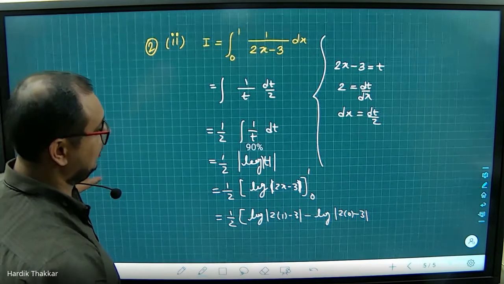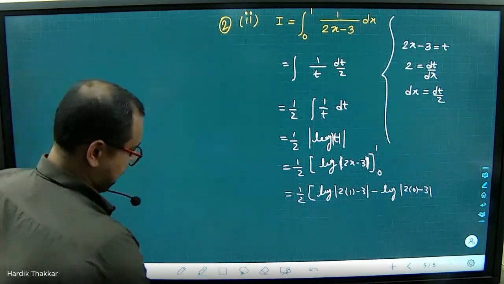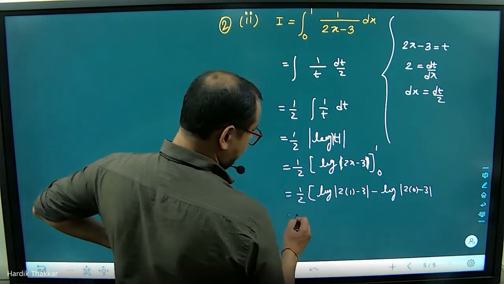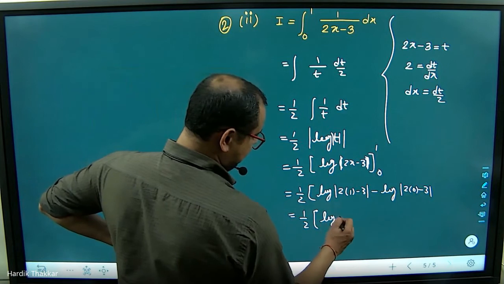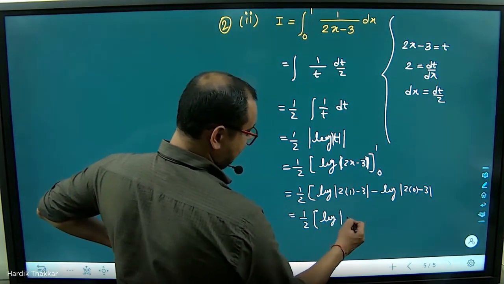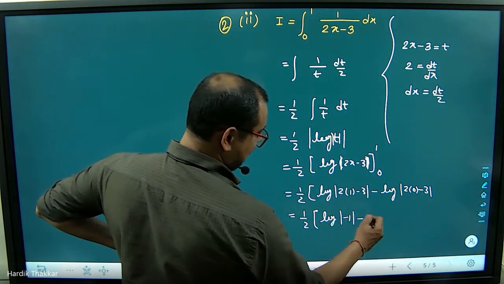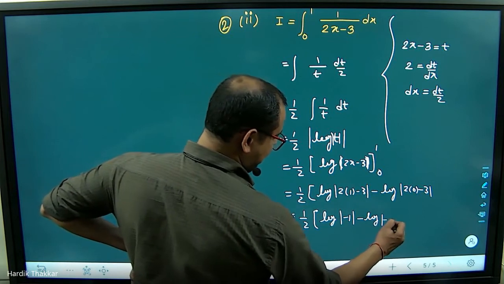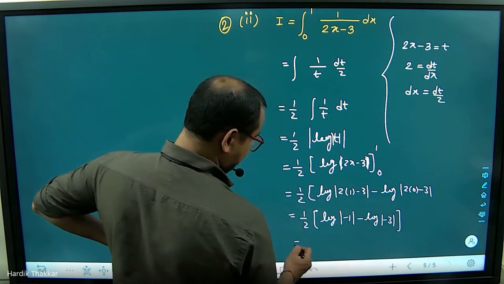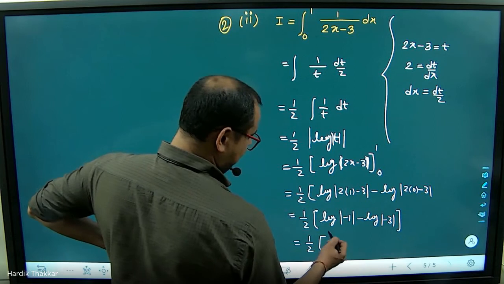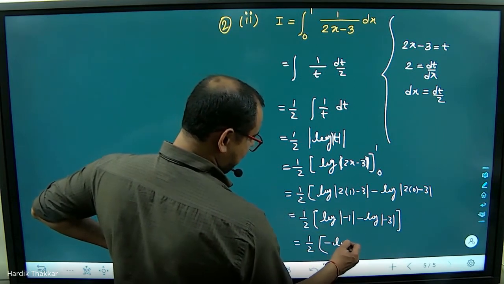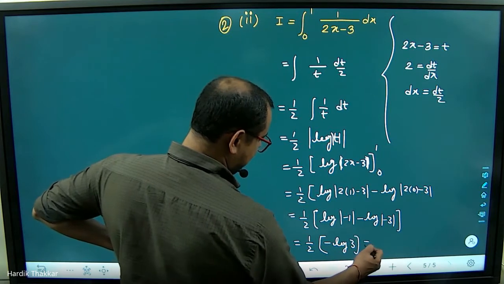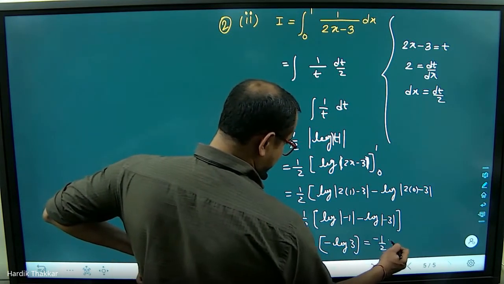Okay. Is this step clear? Further, it will be 1 by 2 log, it is mod 2 minus 3, that is minus 1, minus log mod minus 3. Further, it will be 1 by 2 times log 1, which is equal to 0, and minus log 3. So this will be the final answer, minus 1 upon 2 log 3.